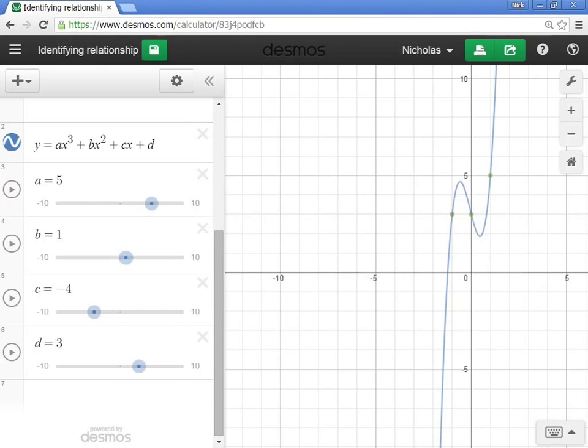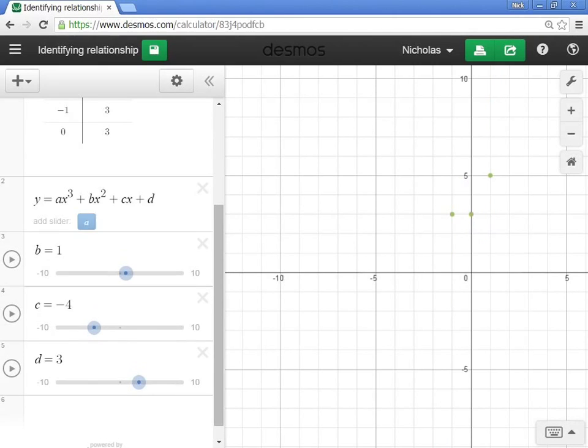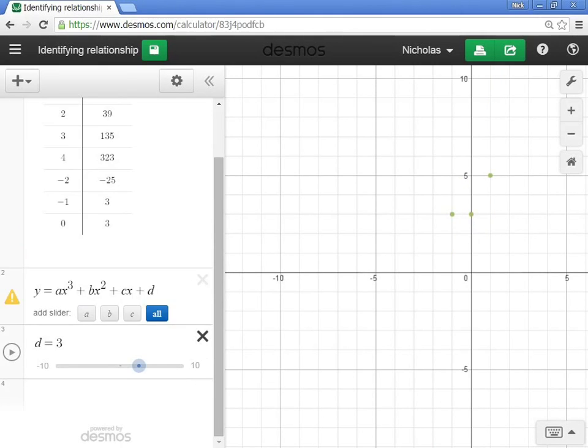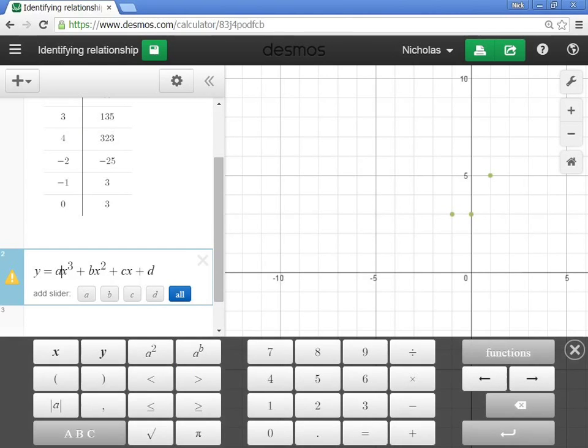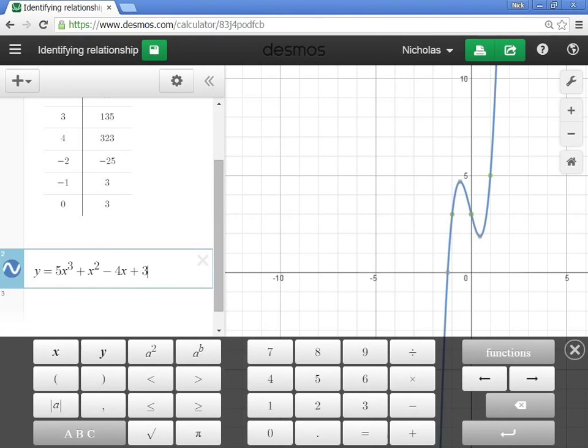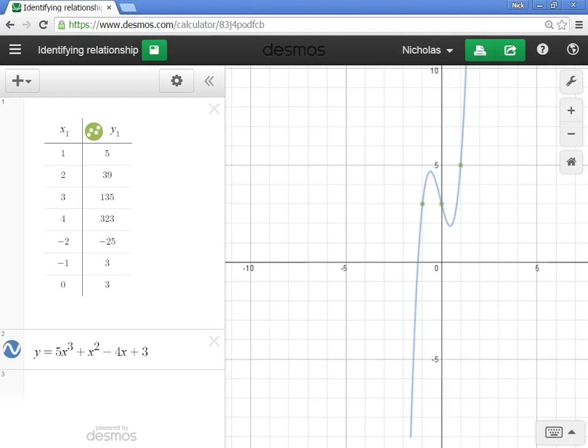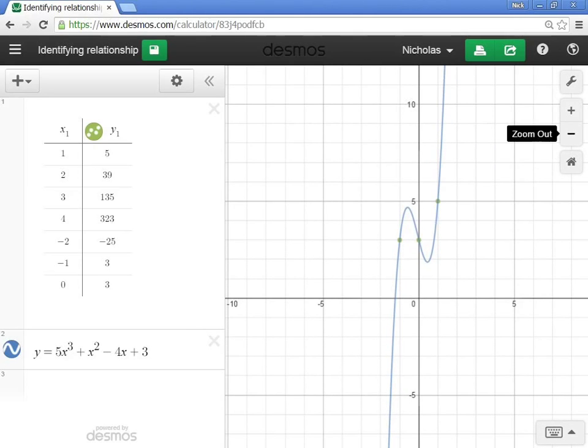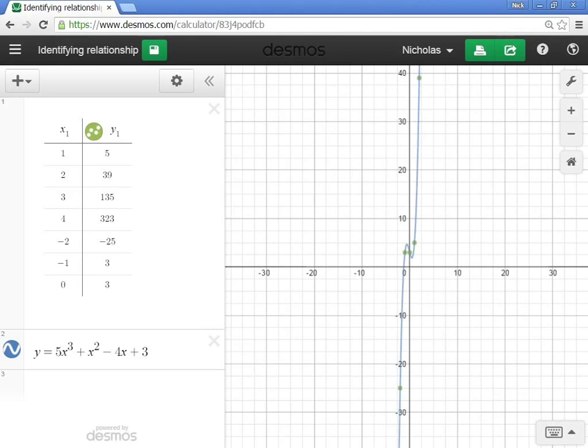Now, I hope this didn't confuse you like how I wrote it out right there. I could have just deleted the A right there and put a 5, deleted the B and put a 1 right there, and then that would be a -4, and then D is a 3. It's the same thing, except now I don't have sliders. I can't just change the A, B, C, and D. Alright, so I hope that helps you guys understand how to find the equation of a relationship.